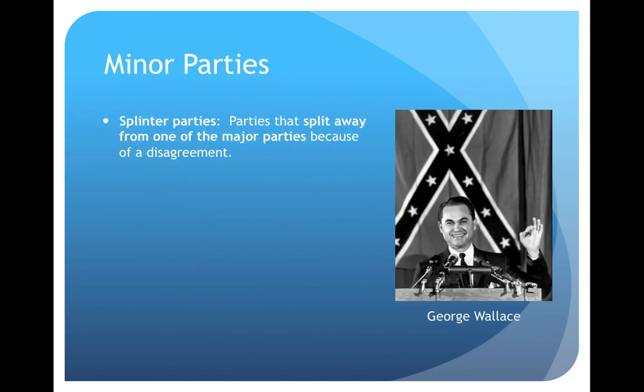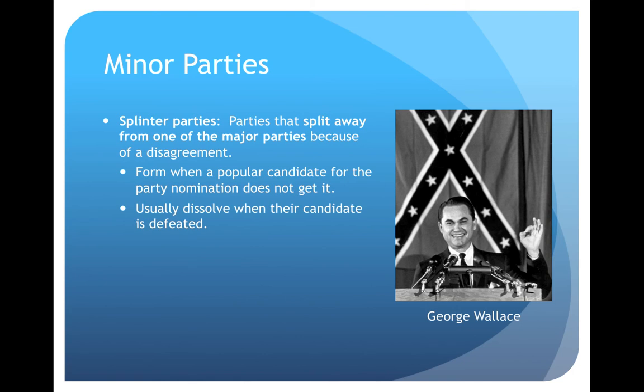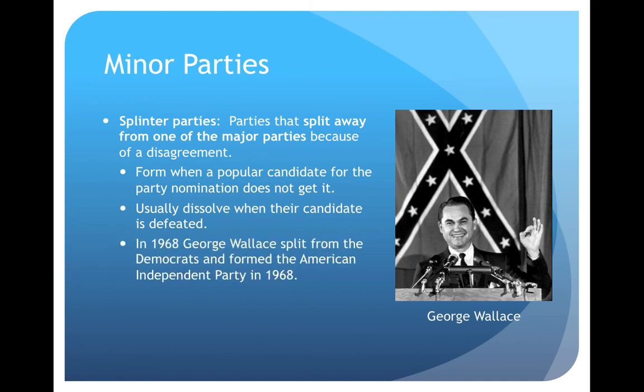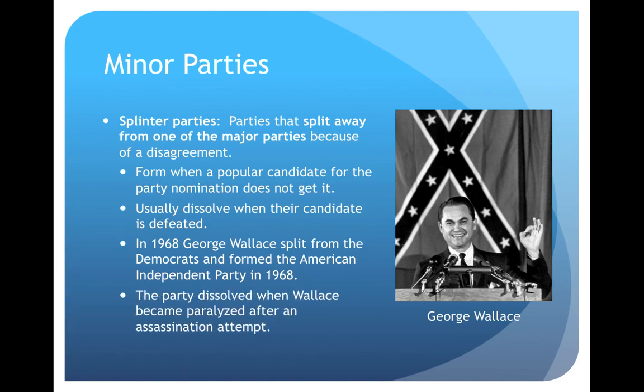Splinter parties are parties that split away from one of the major parties because of a disagreement. They form when a popular candidate for the party nomination does not get it. Usually, they dissolve when the candidate is defeated. In 1968, George Wallace split from the Democrats and formed the American Independent Party. The party dissolved when Wallace became paralyzed after an assassination attempt.